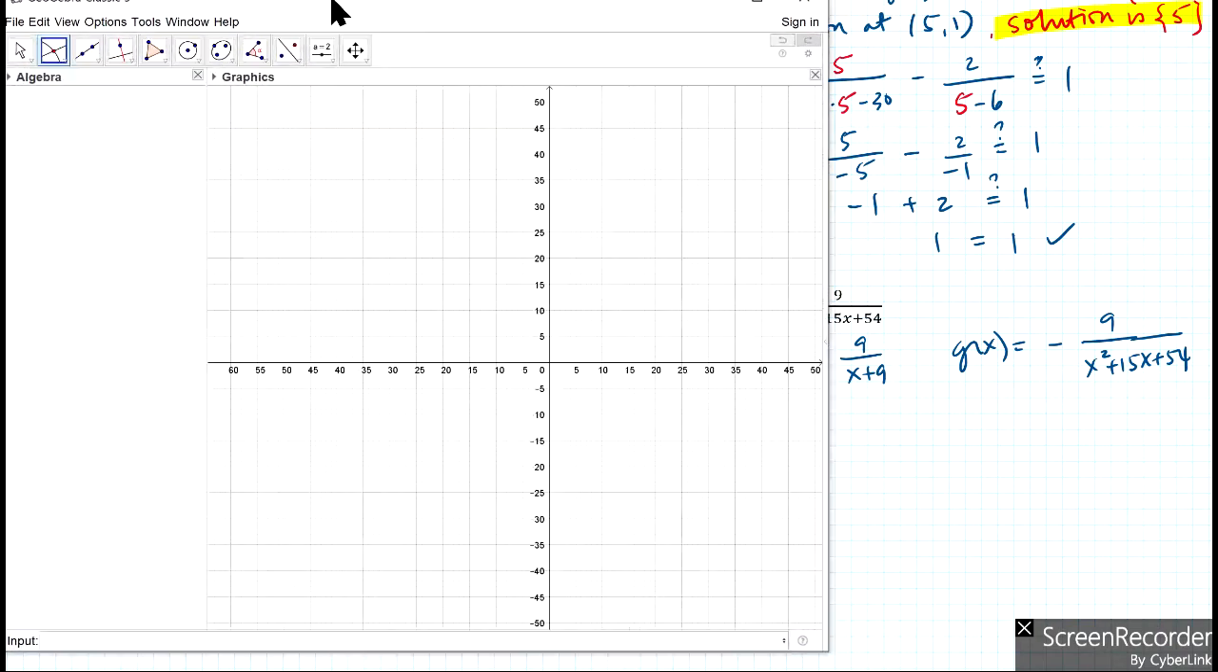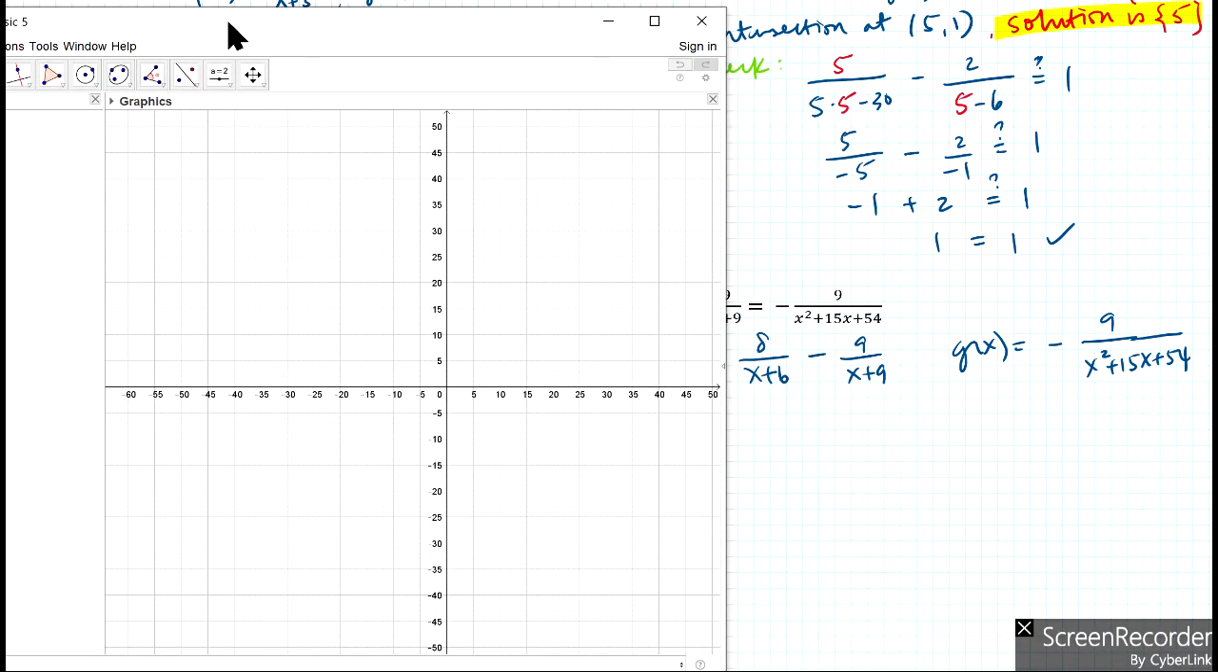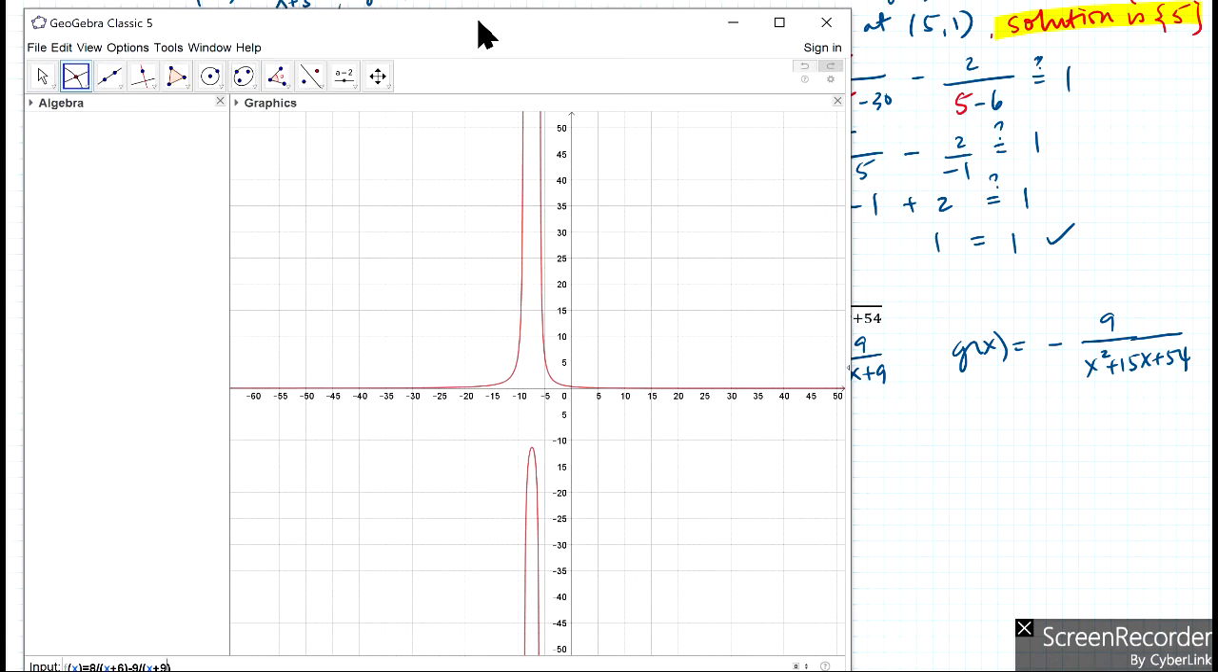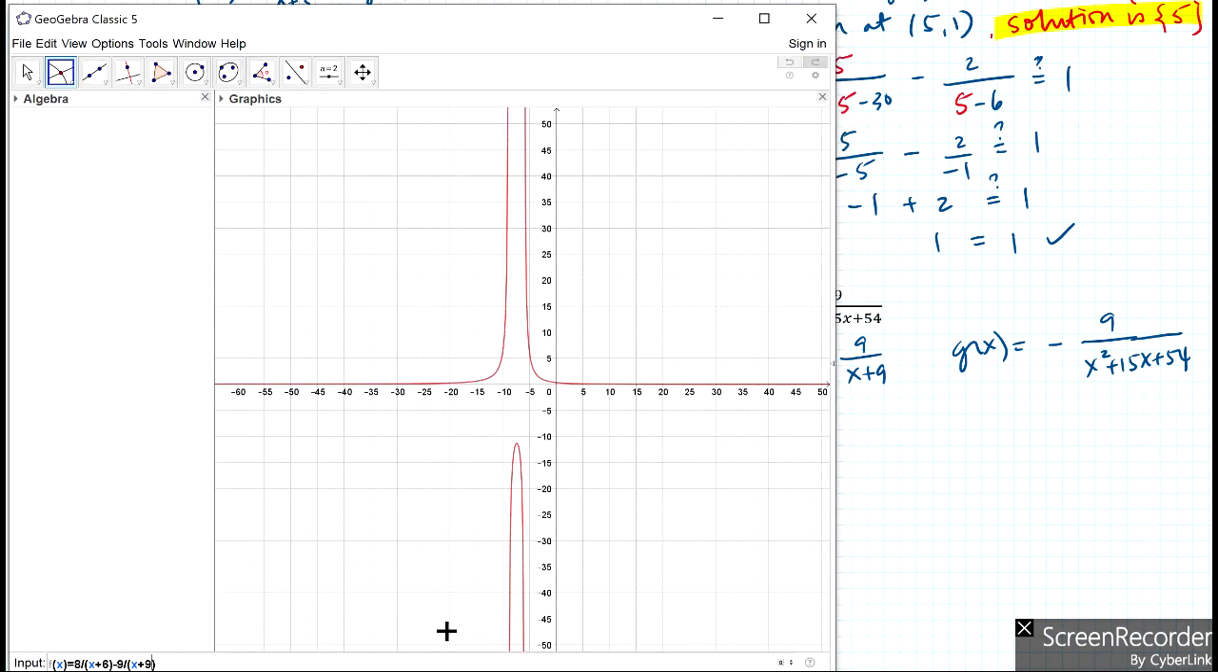I'm going to have to take a peek over here. So f of x equal to 8 over x plus 6 minus 9 over x plus 9 over here. So now I can move it back. That's what the function should look like on the left-hand side, because it's a sum of two rational expressions. It ends up looking like this, and that's the first one we want to graph. And the second one, g of x, is equal to -9 over this quadratic expression.